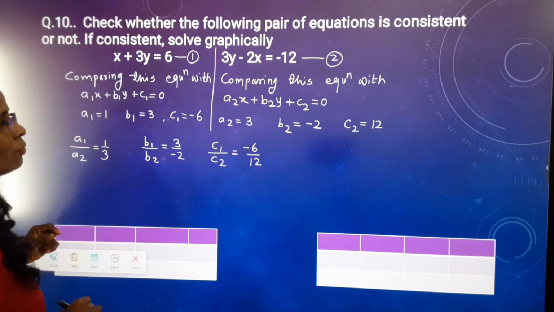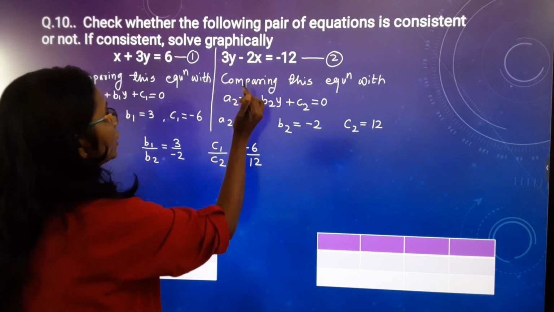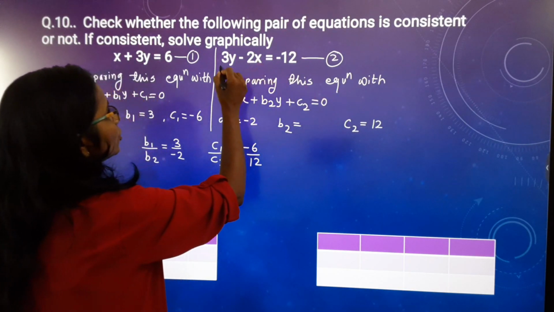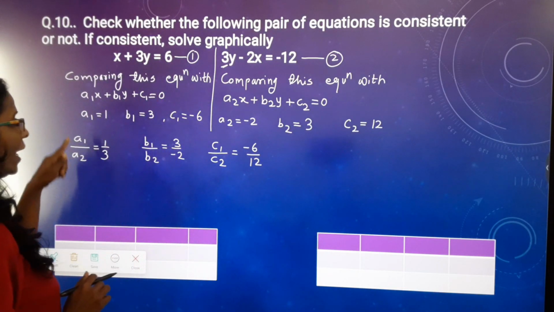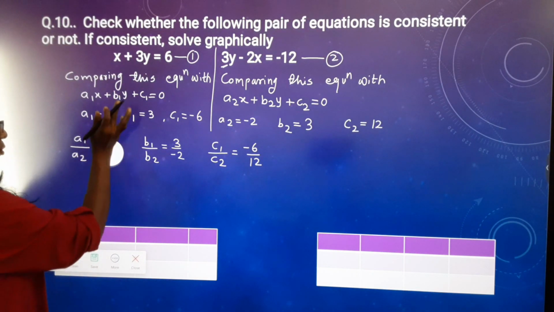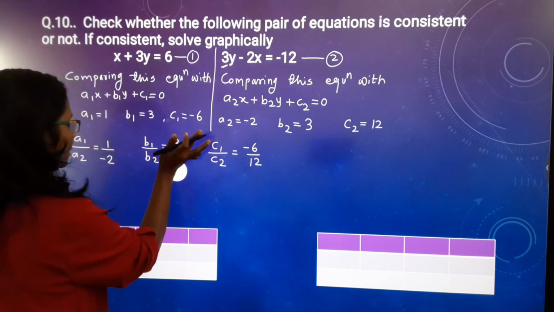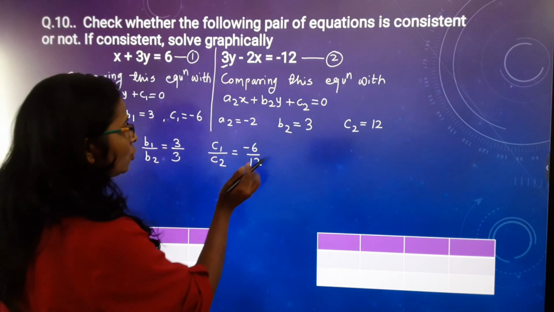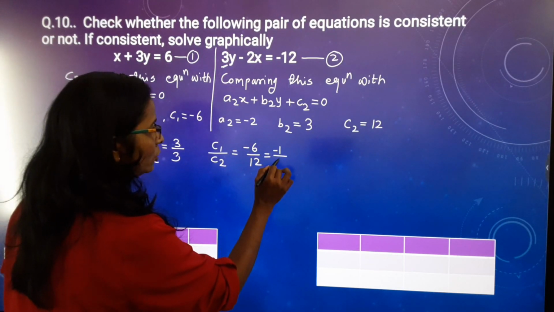Now here, students, see, this is the y coefficient. So a2 is equal to minus 2, b2 is equal to 3, and c2 is equal to 12. So a1 upon a2, here we write 1 upon minus 2. Then b1 upon b2, that is 3 upon 3. And c1 upon c2, that means minus 6 upon 12, so that means minus 1 upon 2.